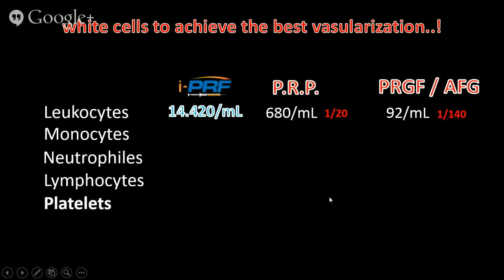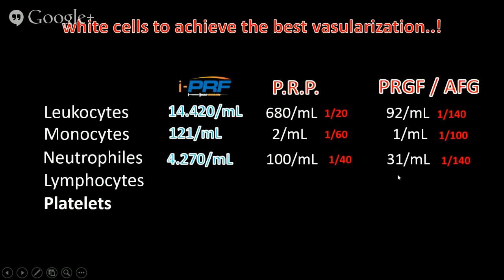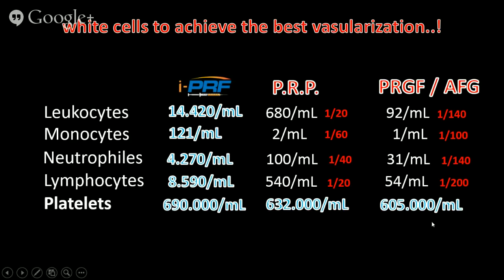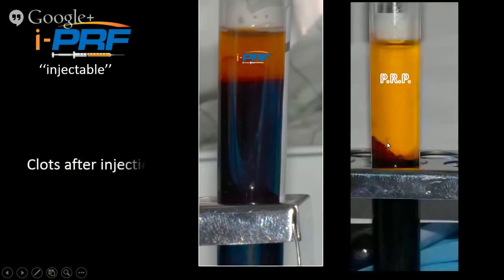We have 20 times more white cells than the PRP and more than 100 times more than the PRGF. We wanted the monocytes. We wanted the neutrophil. We wanted all the lymphocytes. But look, the platelet, we have the same amount of the platelets. And this concept of i-PRF will definitely change the use of the platelet concentrate, as we are now in a blood concentrate. This is the i-PRF compared to the PRP. We don't need a lot of liquid, but we need a liquid who is able to provide us a lot of white cells, because they are doing the vascularization.